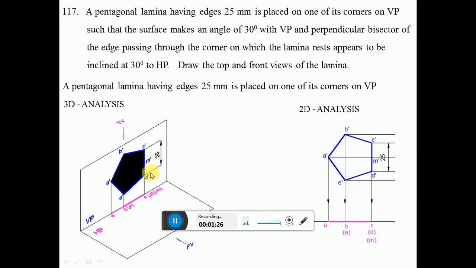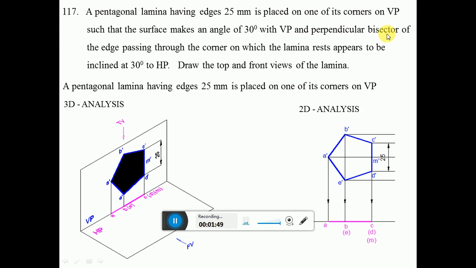So here all the edges are resting on VP. Since all the edges are resting on VP and the surface is perpendicular to HP, you can see a line in HP, and also all the sides are parallel to VP, so I can see a true shape here. But he says the perpendicular bisector. So what is the perpendicular bisector?